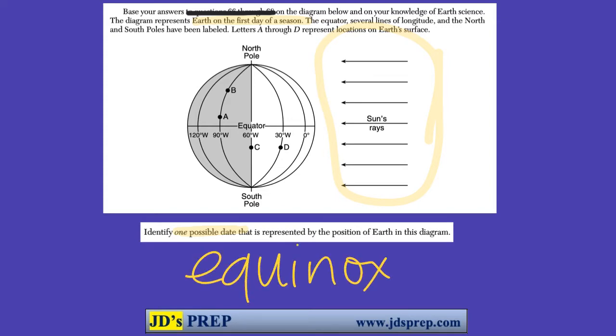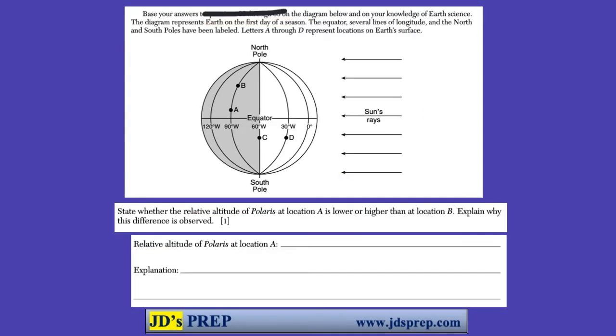There are two possible dates that it could be, right? It could be the spring equinox or the autumn equinox, which is usually around March 21st or September 21st, in there around somewhere. Our next question asks us to compare the relative altitude of Polaris at location A and B.